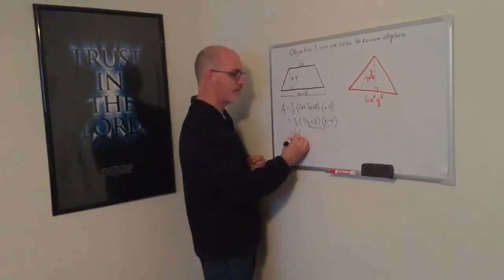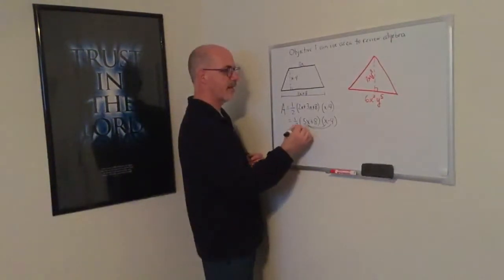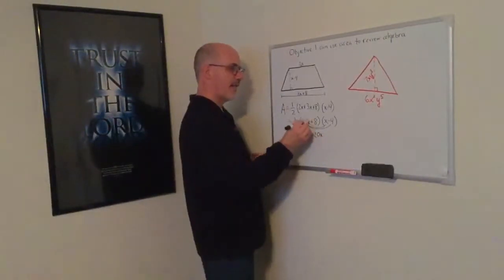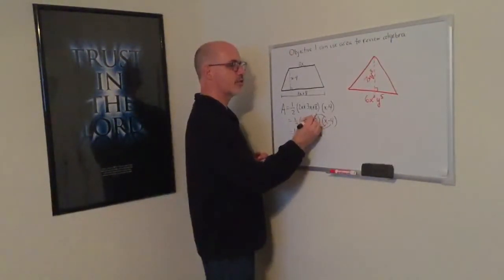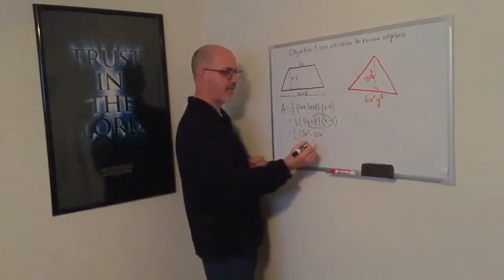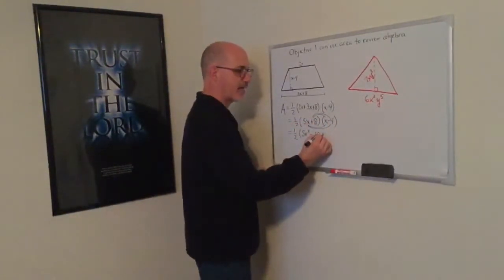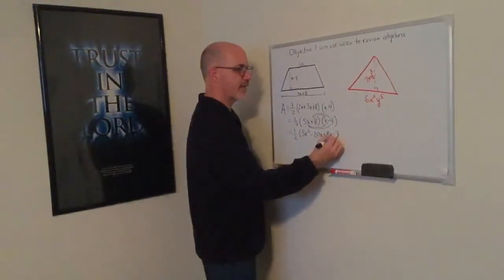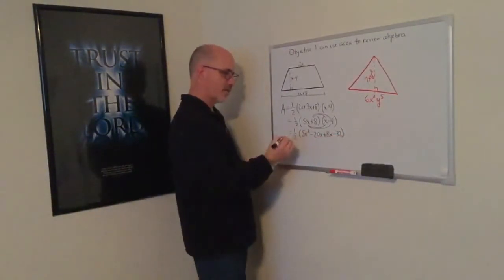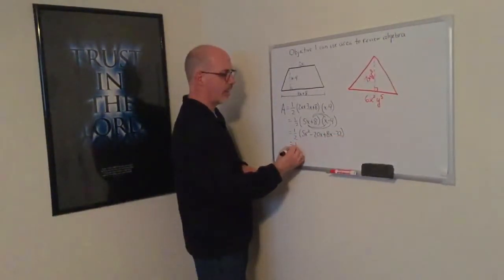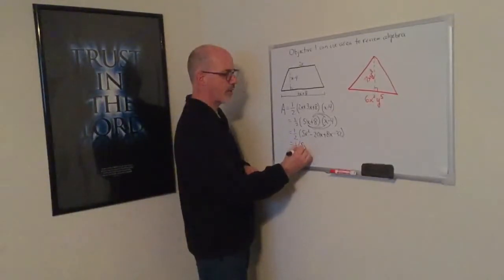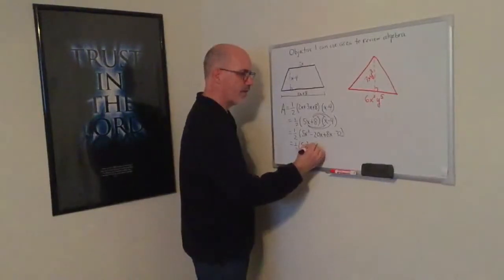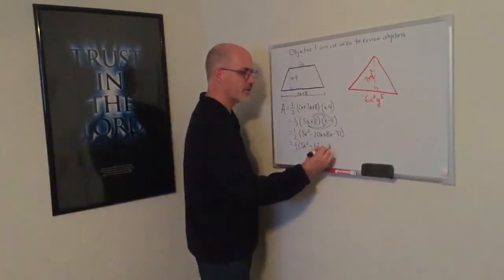5x times x is 5x squared. 5x times -4 is -20x. Then I'm going to take the 8 and double distribute it to the x and the -4. So 8 times x is plus 8x, and then 8 times -4 is -32. Now let's simplify that, and we get 1/2 times 5x squared minus 20x plus 8x, which is minus 12x, minus 32.